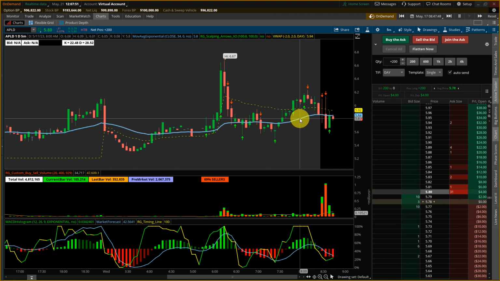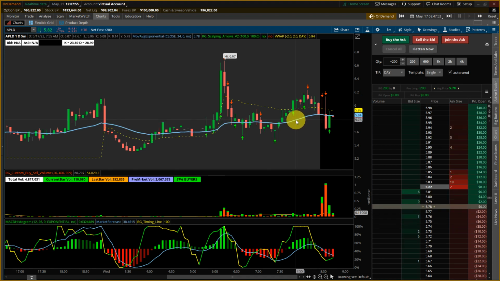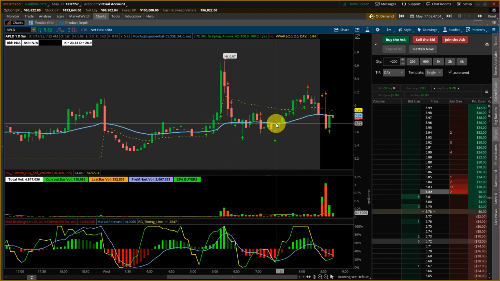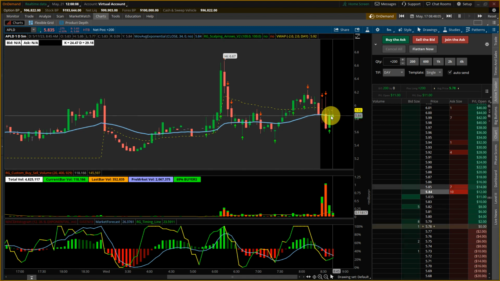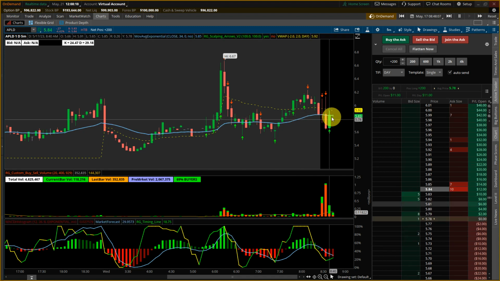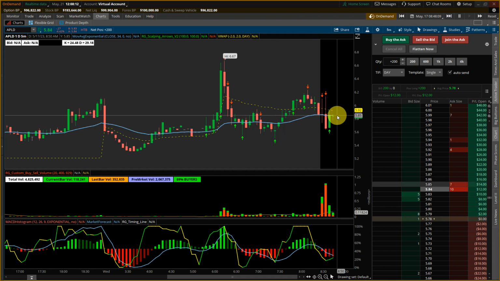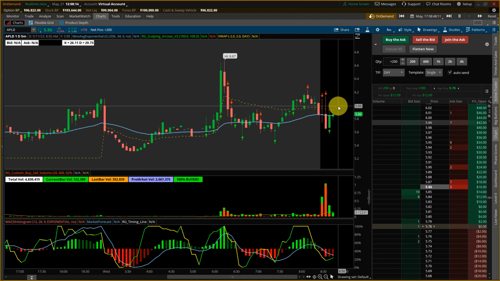This is pretty much the only moving average I like to use. It's very well respected by the price, and it's the 34 exponential moving average. A lot of people use the 50. I prefer the 34. You can see here it bounced off the 34 and it's stuck below the 34. We need to break above the 34, and there we go.